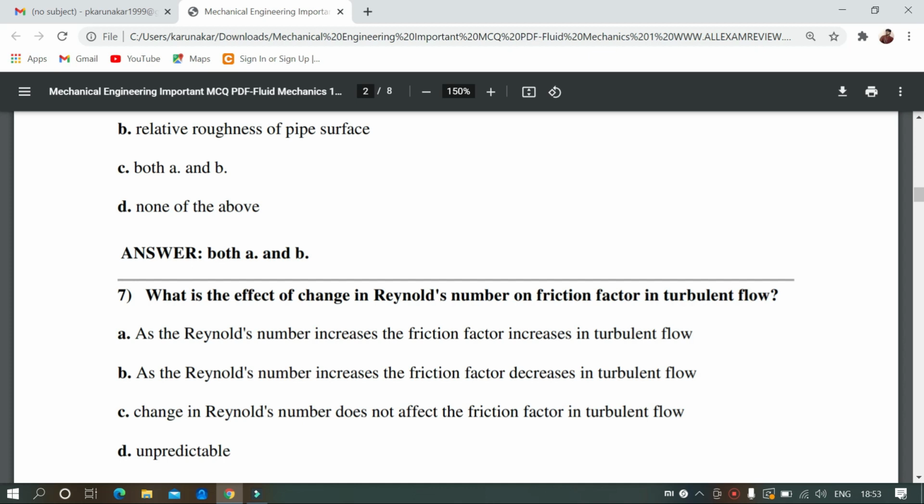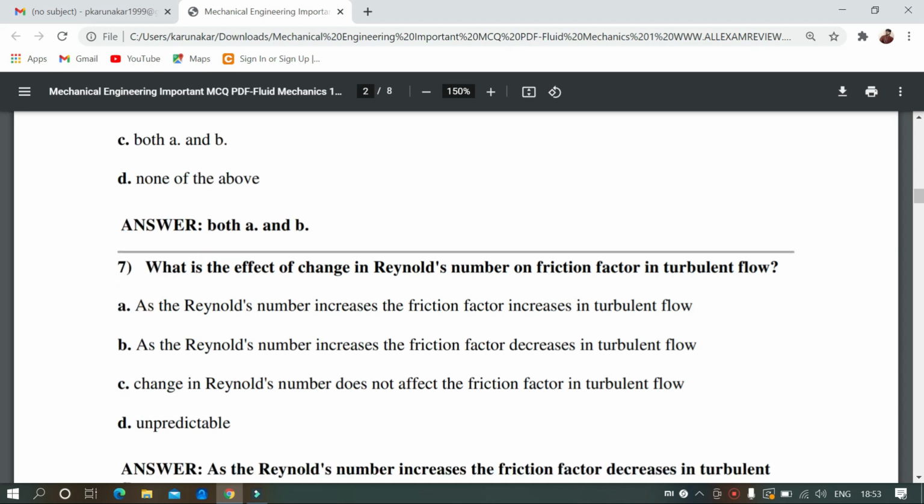Option B, as the Reynolds number increases, the friction factor decreases in turbulent flow. If the Reynolds number increases, the friction factor will decrease in turbulent flow. Option C, change in Reynolds number does not affect the friction factor in turbulent flow. So option C is saying that it does not affect anything in the friction factor if the Reynolds number increases, and option D is saying that it is unpredictable.